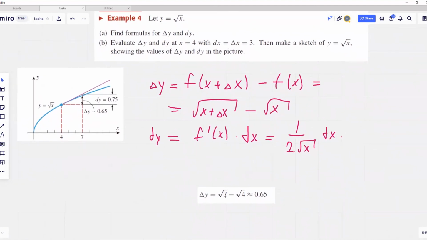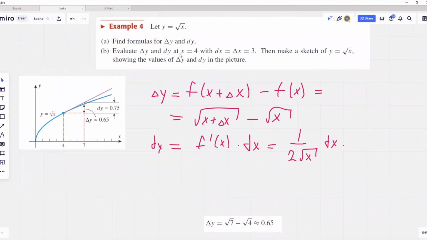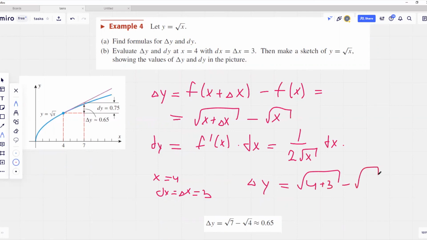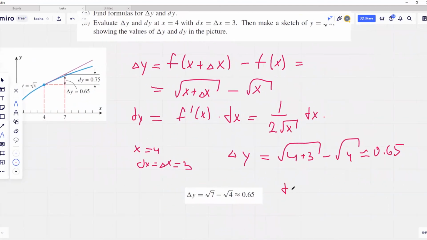All right, now let's evaluate the values of delta y and dy at the point x equals 4, and dx is set to be equal to delta x and is equal to 3. So delta y is then equal to root of 4 plus 3 minus root of 4. So this is approximately equal to 0.65. Now dy is equal to 1 over 2 root of 4 multiplied by dx, which is 3. So this is equal to 3 over 4.